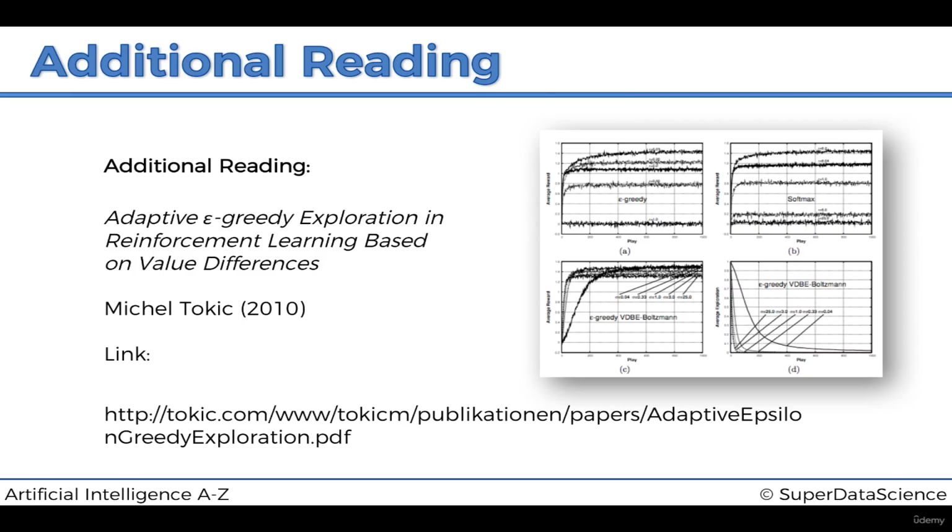So there we go. Hopefully you enjoyed today's tutorial about the action selection policies. We learned about epsilon greedy, epsilon soft, and the softmax. And now you're even more prepared for the practical side of things.